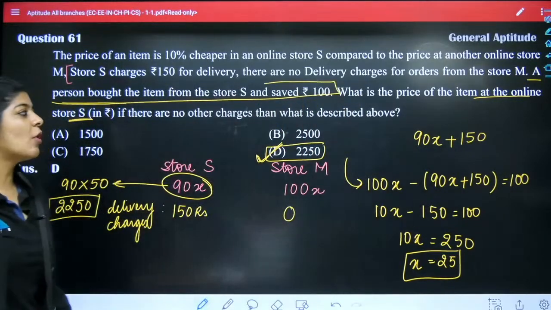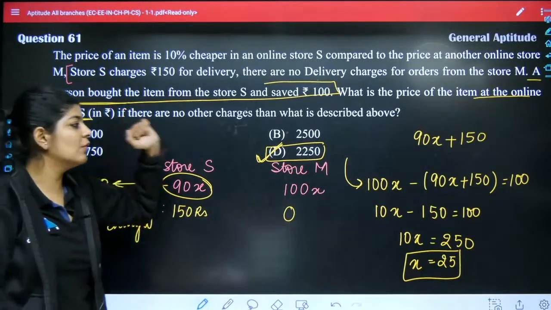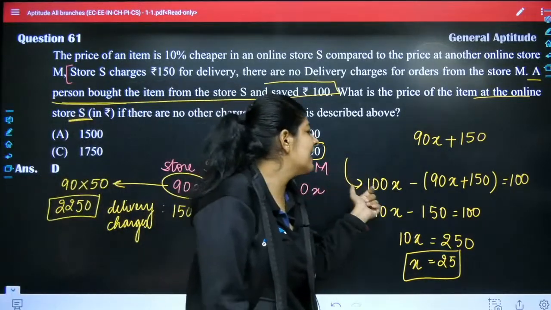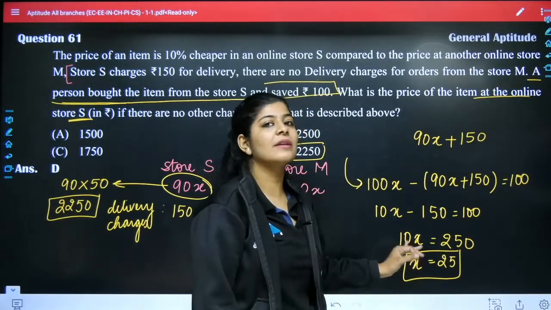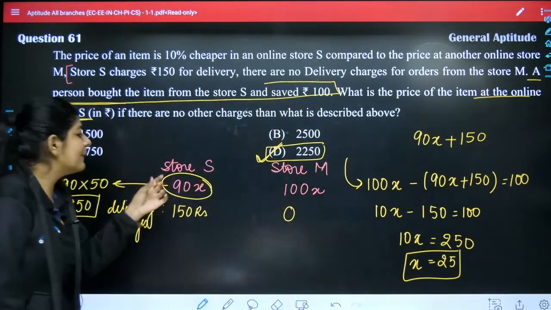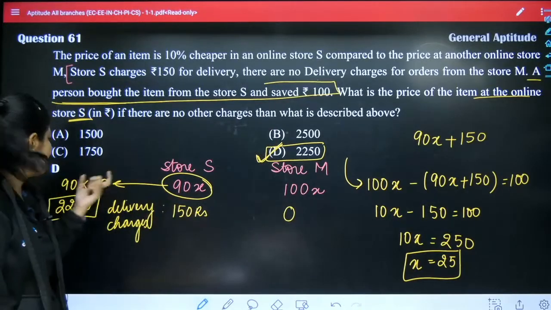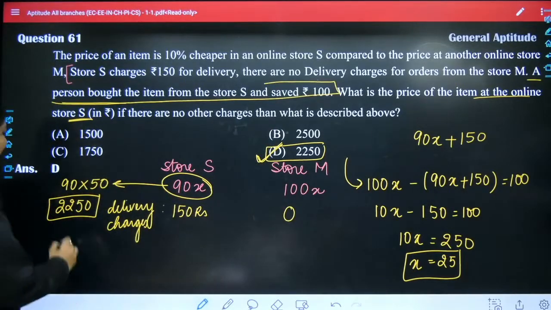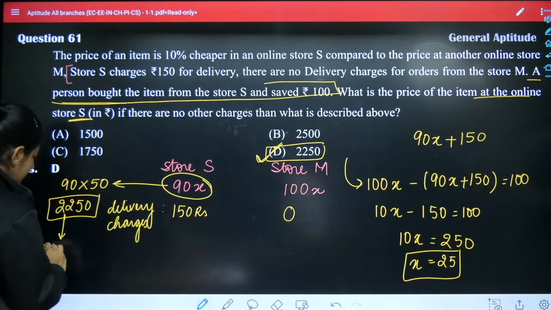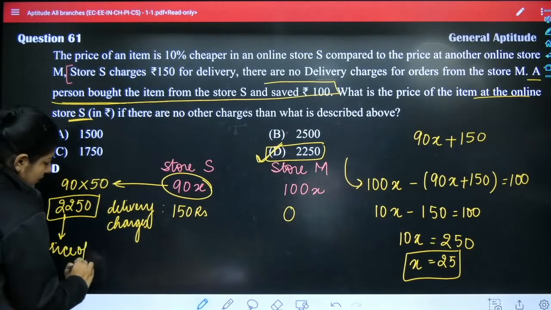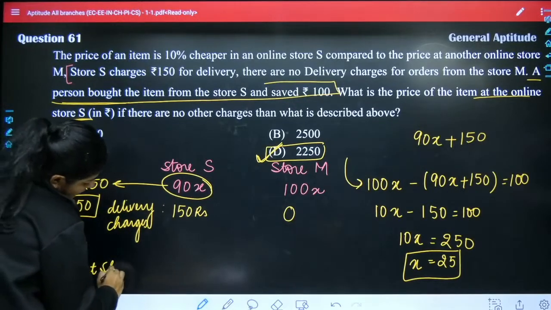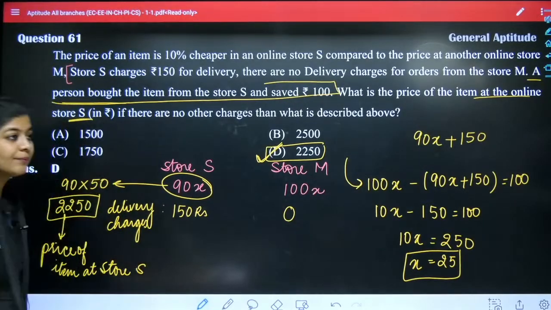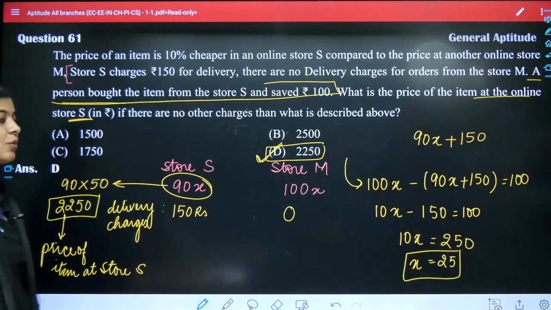This line is important, and with the help of this line only we will get our equation, and we have one equation and one variable, and from this point we calculated the value of x. Now we simply put the value of x over here and we will get our answer. This is the price of item at store S, right?